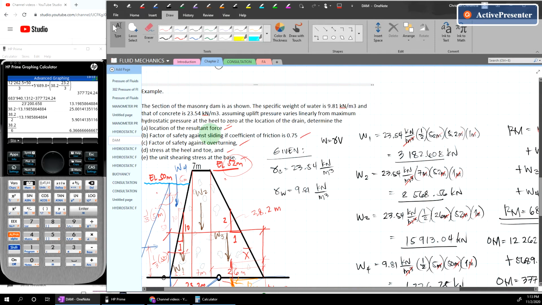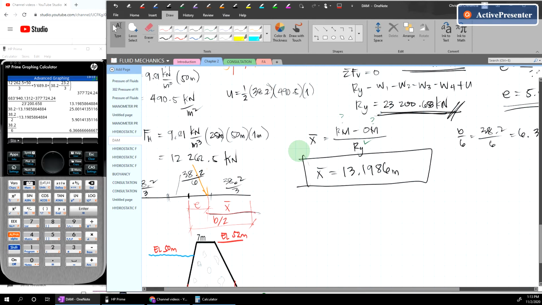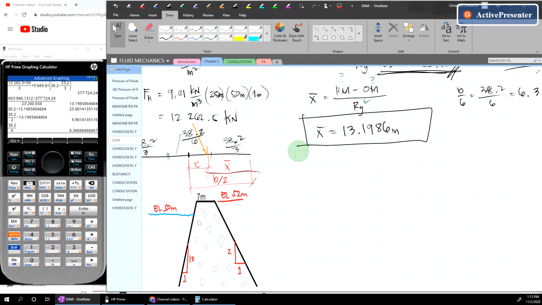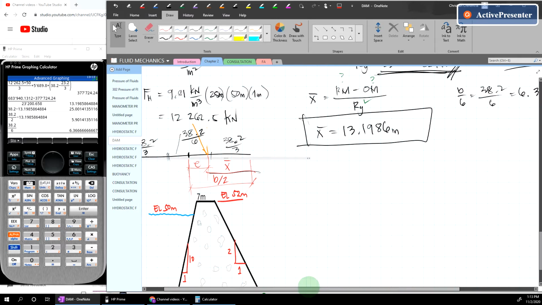Location of the resultant force. So next is the factor of safety against sliding. So given yung 0.75 na coefficient of friction. So yung friction force, so sabi nga natin dapat yung friction force is mas malaki kaysa doon sa horizontal force FH, yung tumutulak ng force. Okay? So, solving for the factor of safety against sliding.